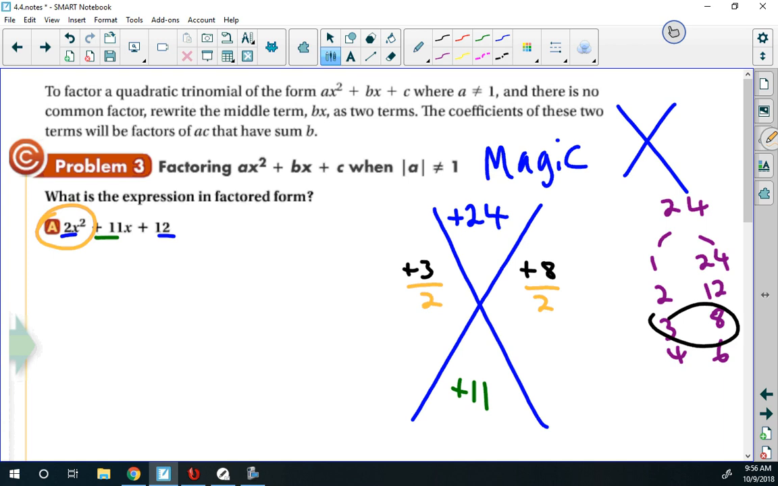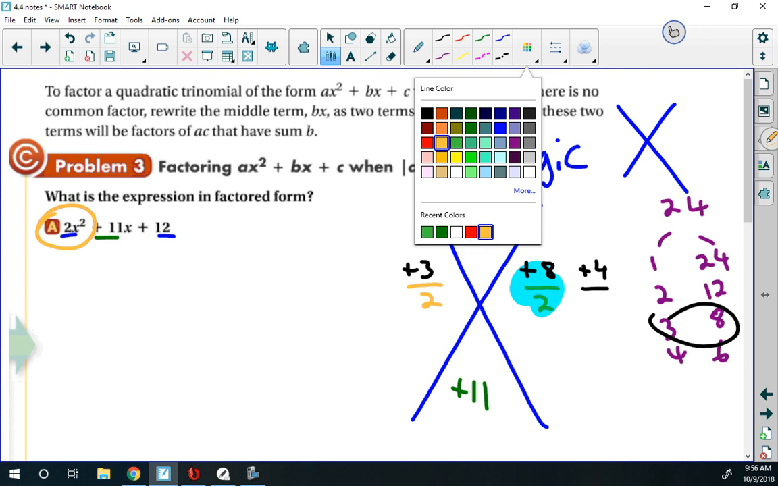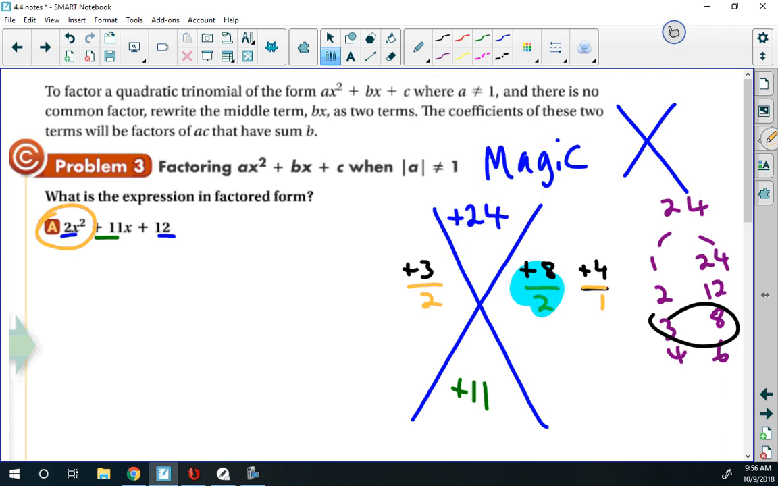Everybody with me so far? And then if there's a fraction that can simplify, like there is on the right wing, see how this 8 over 2 can simplify? Let's go ahead and simplify that. That's going to be 4 over 1. Okay? So now what we're going to be doing is we're going to be using those things.